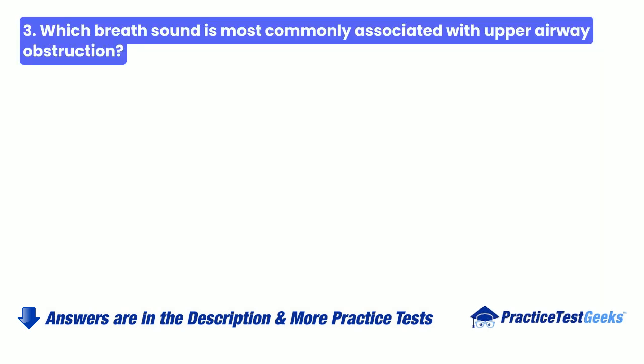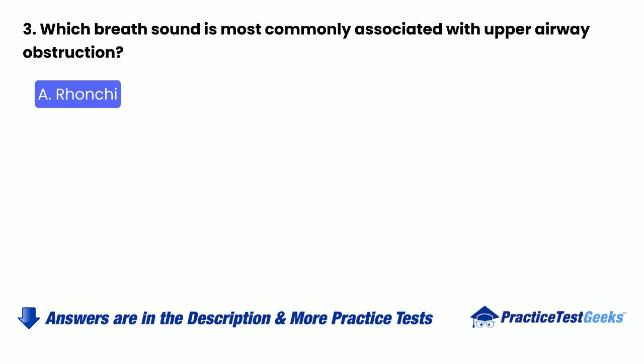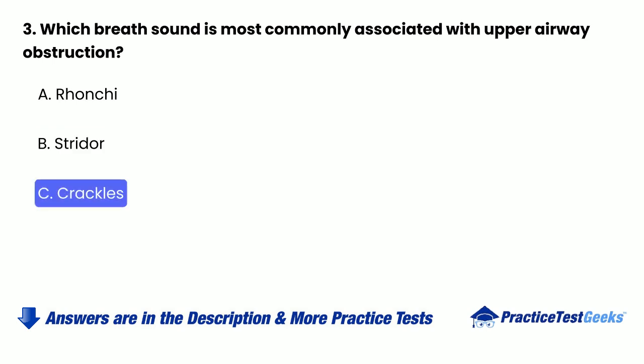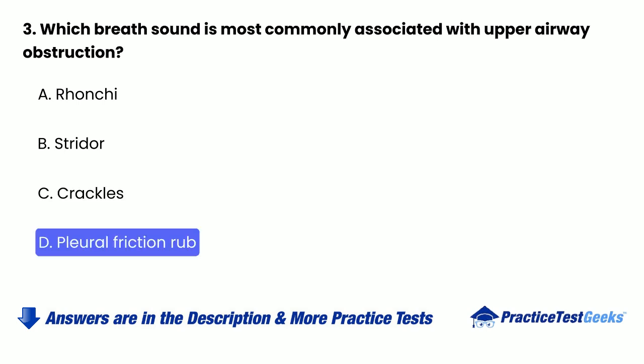3. Which breath sound is most commonly associated with upper airway obstruction? A. Rhonchi. B. Stridor. C. Crackles. D. Pleural friction rub.